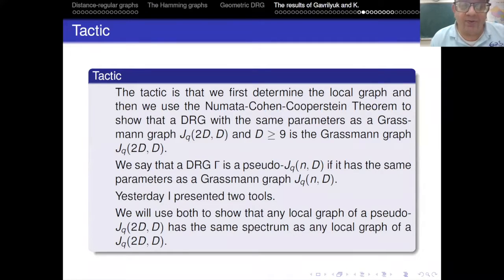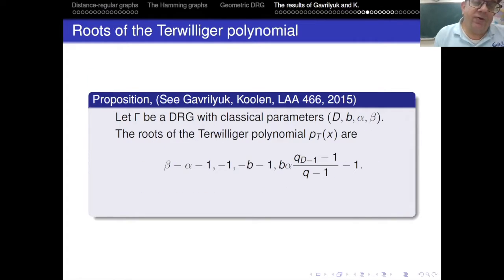So now we will use both tools that I developed yesterday: any pseudo KQ2DD has the same spectrum as any local graph of a KQ2DD. We know exactly the structure of that graph, so we also easily know its spectrum. For graphs with classical parameters, the roots of the Terwilliger polynomial are easy to calculate. If you look at that paper, the exact expression of the polynomial is determined in the paper I mentioned by me and Gavrilyuk.